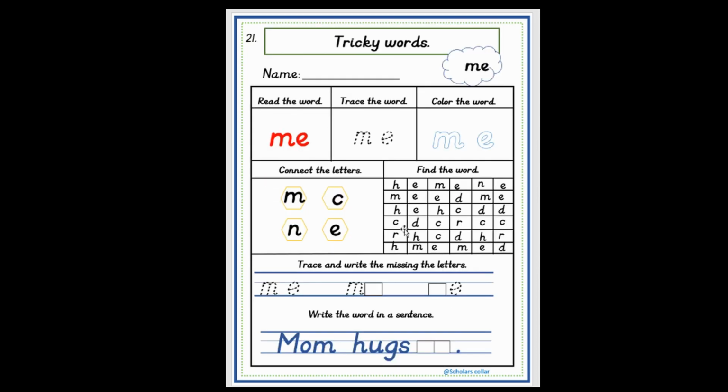Next one is tricky words. In this, we're learning the tricky words three, me, and I. So for me, they're going to read it, trace it, color it, connect it. So you're going to connect M and E, and you're going to find the word and circle it. They're going to fill in the blanks here, and then you're going to fill in the word in the sentence. Mom hugs me.